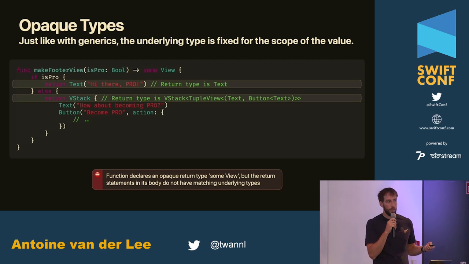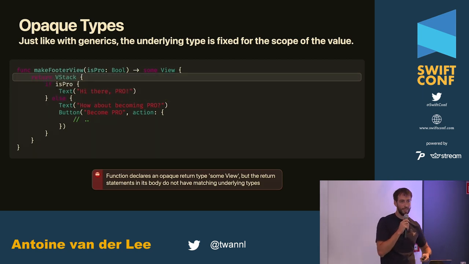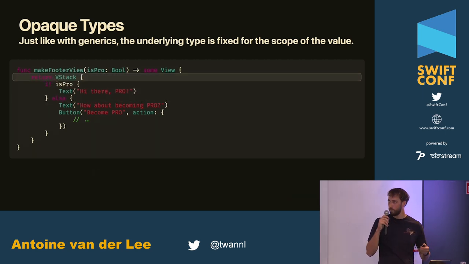One way to solve this, easy, we just wrap a view stack around all the elements. But the downside here is that when the user is pro, we still have the outer container view stack that we don't need, so it's an extra element that needs to be drawn, so that's not what you want.